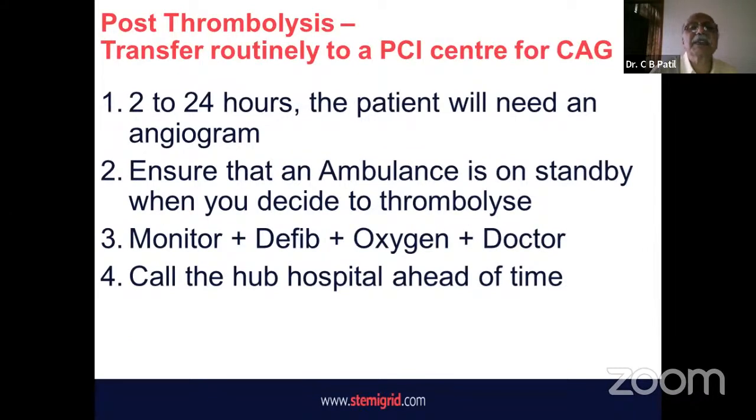Post-thrombolysis, transfer routinely to a PCI center for coronary angiogram is required. Within 2 to 24 hours, the patient will need an angiogram, even if there is a successful fibrinolysis. Ensure that an ambulance is on standby when you decide to thrombolyze. A monitor is required during the transport, a defibrillator also should be there, oxygen facilities, and the patient is usually to be shifted with a doctor. Call the hub hospital ahead of time for further coronary angiogram and PCI facilities, all these things.